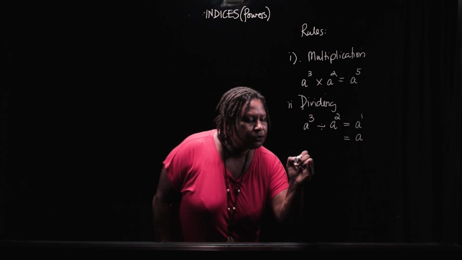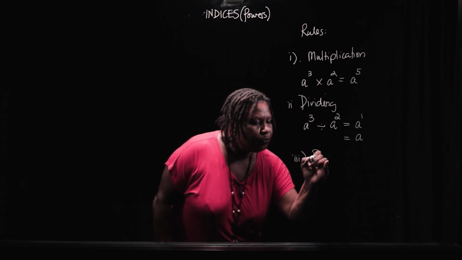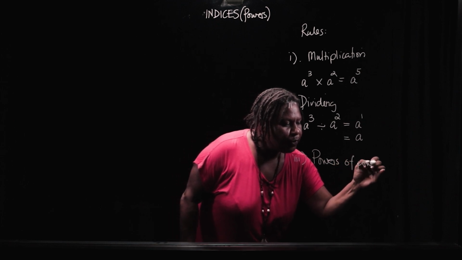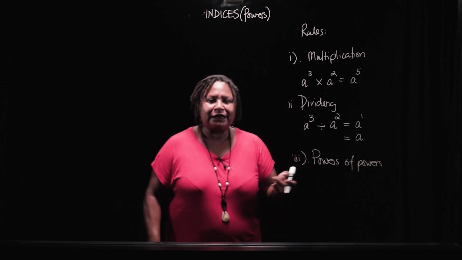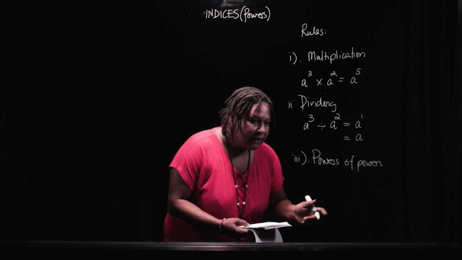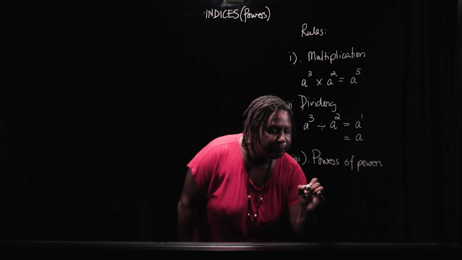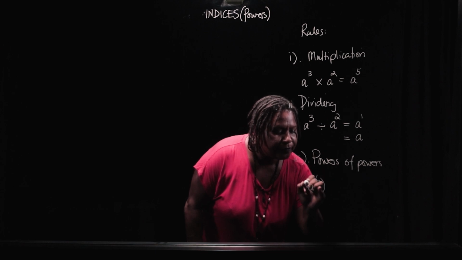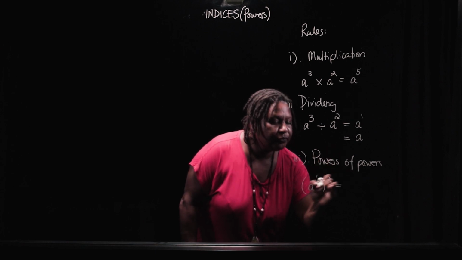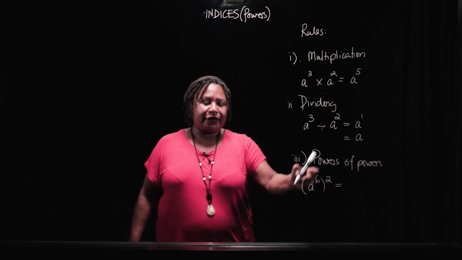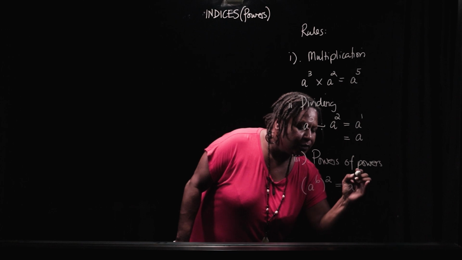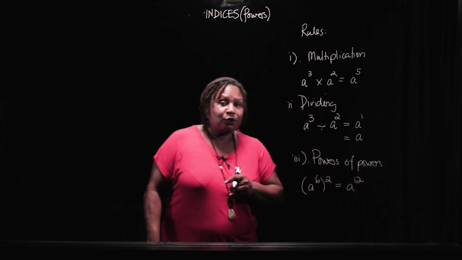We move on to powers of powers. Now, what does that mean? Powers of powers is where one set of powers is raised to another set of powers. Let's say, for instance, we have a to the power of 6 raised to the power of 2. The power inside the brackets will be multiplied by the power outside. So our answer will be a to the power of 12.